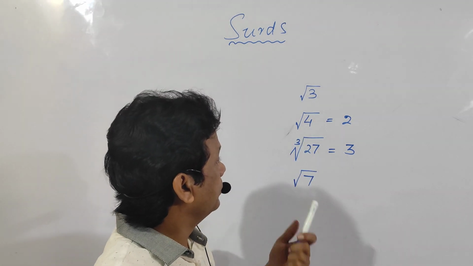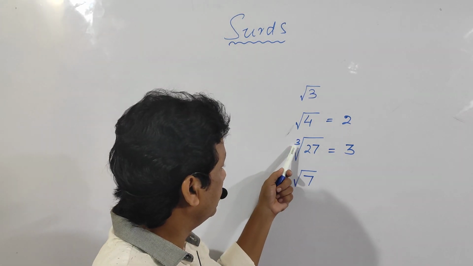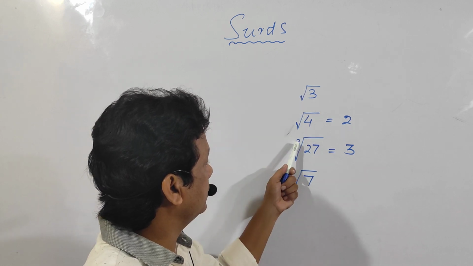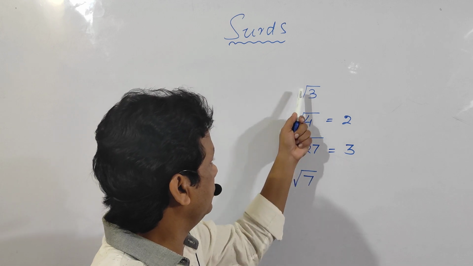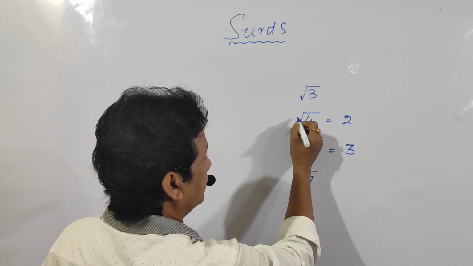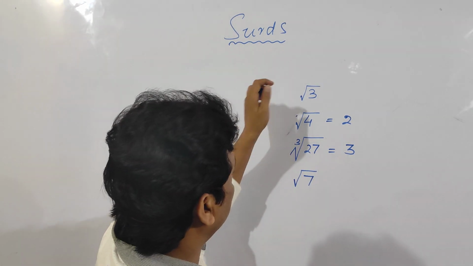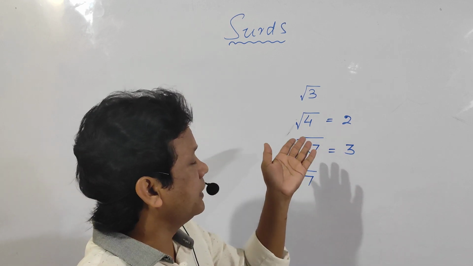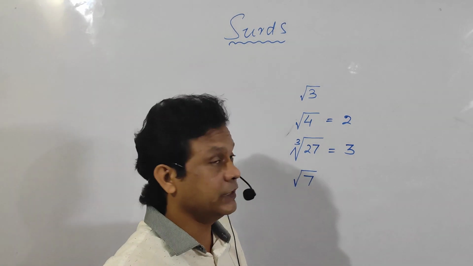And if you can remove the radical sign, this is the order. This is order 3, and this is second order. This is also second order. Here the order is 3, here the order is 2, here the order is 2. Clear? So you can write 2 here or you may not write. Okay. So, if the radical sign is present, then it is called a surd. If the radical sign is not present, it is not a surd.